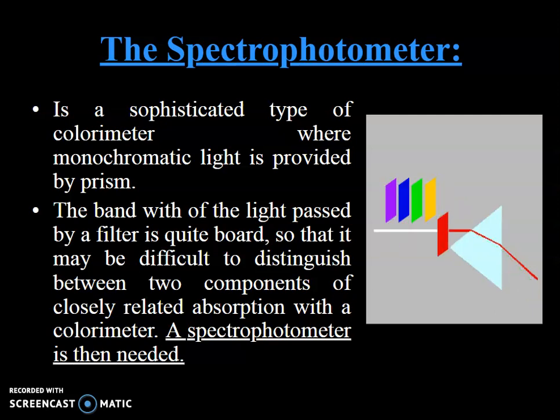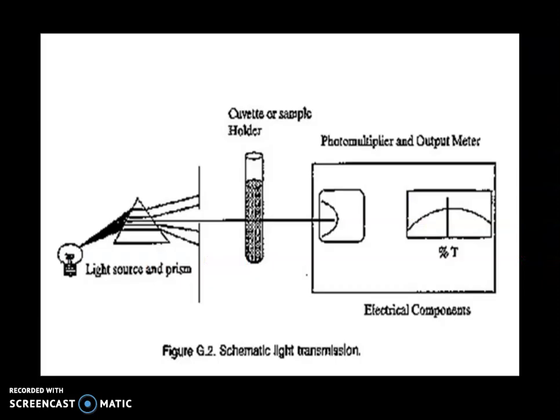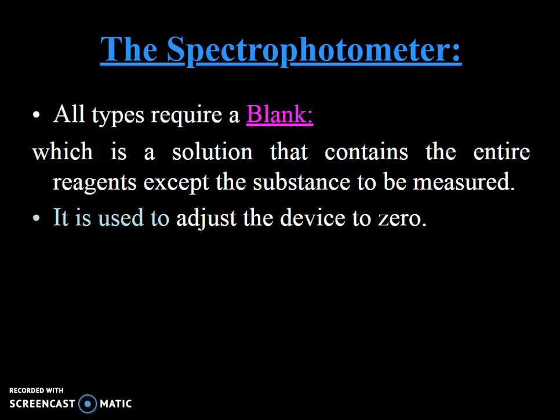The bandwidth of light passed by a filter is quite broad, so that it may be difficult to distinguish between two components of closely related absorptions. With a colorimeter, a spectrophotometer is then needed. The parts are a light source and prism, cuvette or sample holder, photomultiplier, and output meters to show the percentage transmittance.